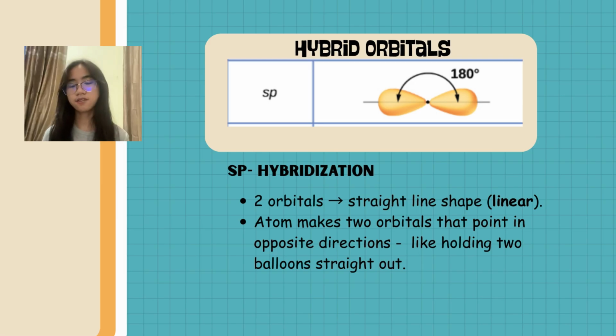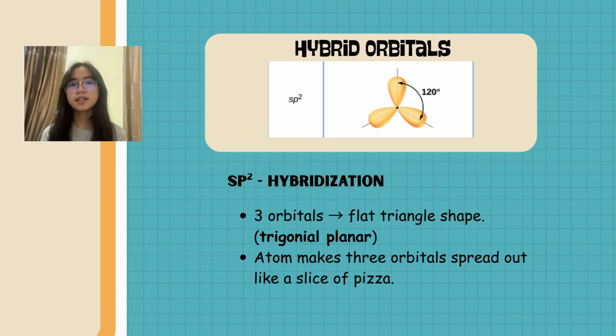Here are the different types of hybrid orbitals. First, we have the sp hybridization. It has two orbitals and it forms a straight line kind of shape. It's called linear. Next, we have the sp2 hybridization. It has three orbitals and it's shaped like a flat triangle. It's called trigonal planar.